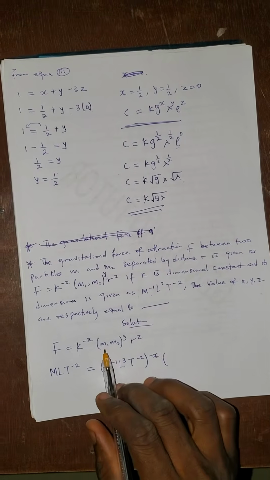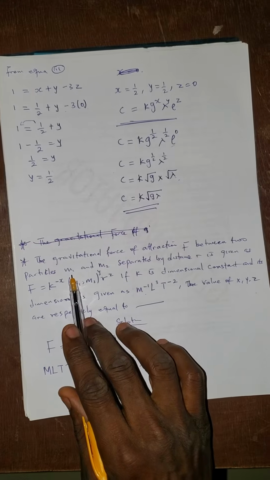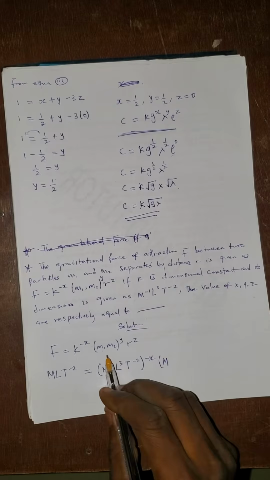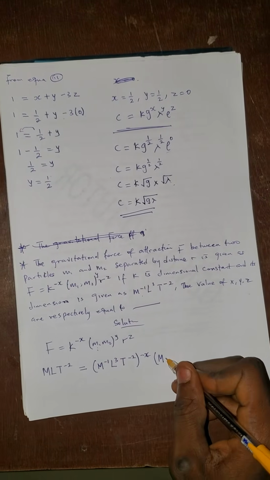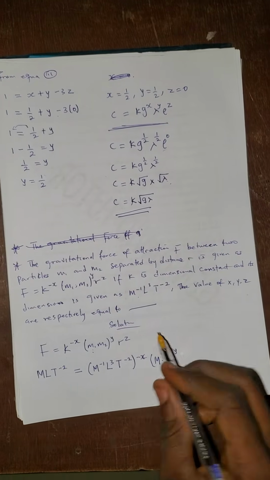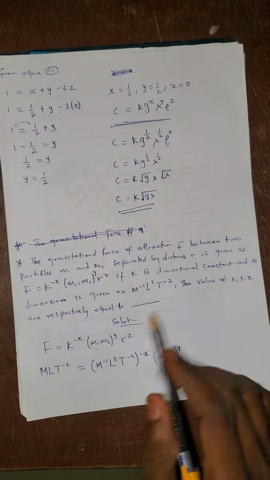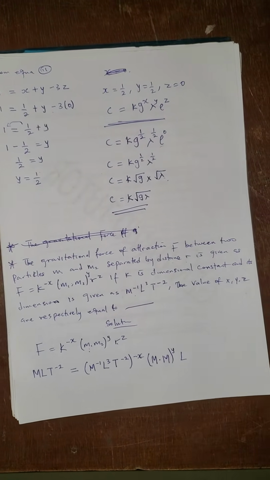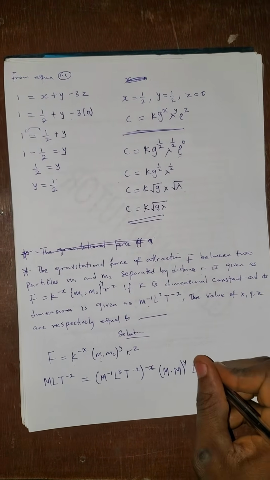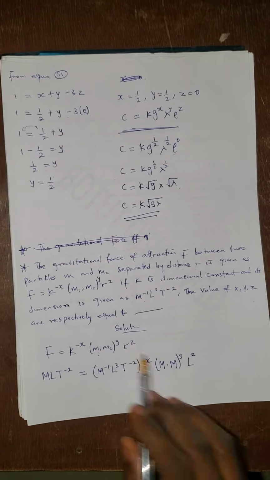So let's continue. The dimension for mass, don't forget they said particles M1 and M2. So that's mass. We have the dimension for M1 to be capital M, multiplied by M2, which is also capital M, all raised to power Y. We have this to be radius R. We said this is distance R, and the dimension for distance is capital L. And it is raised to power Z.